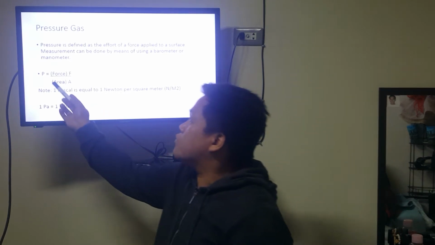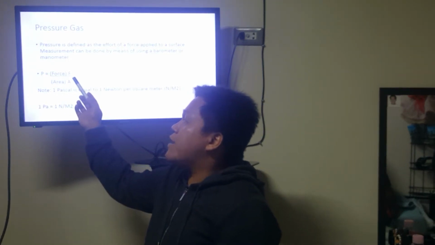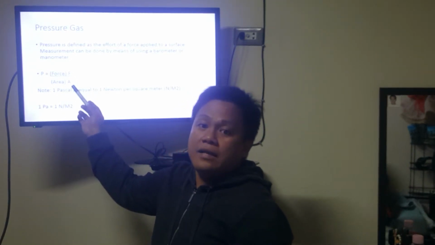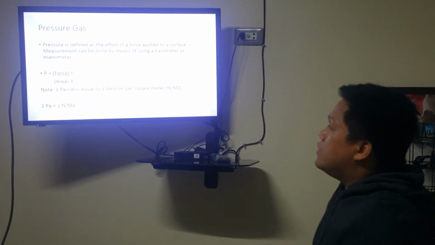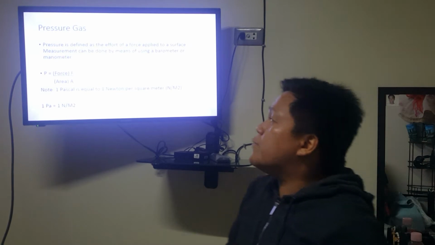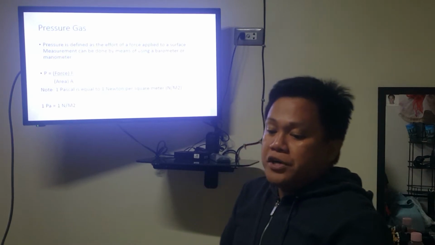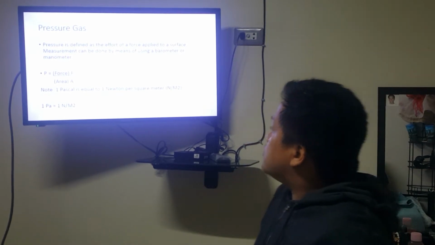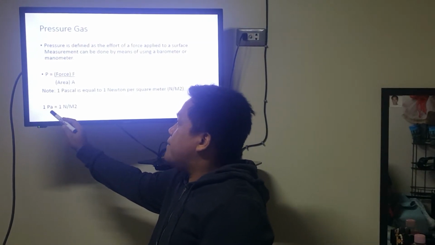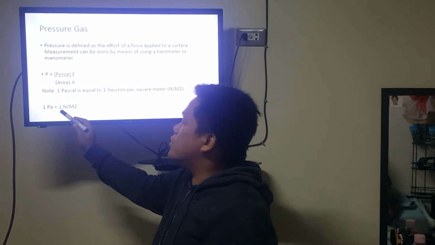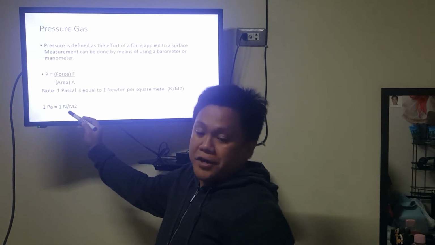So, pressure is equivalent to force, or letter F, over area, where A stands for the area. So, note, 1 Pascal is equal to 1 Newton per square meter. So, this will be the formula: 1 Pascal is equivalent to 1 Newton over m squared.